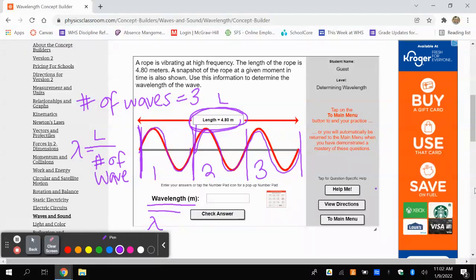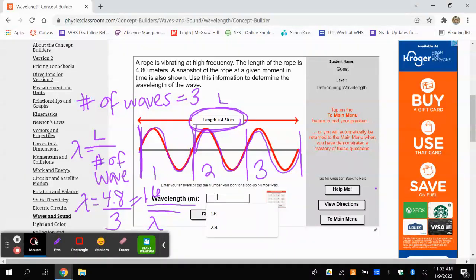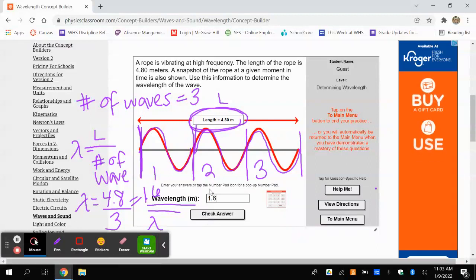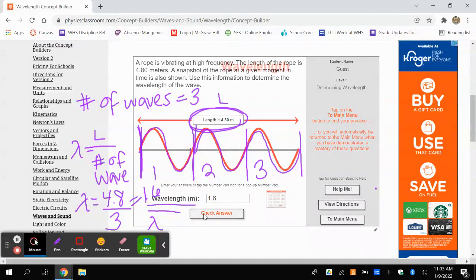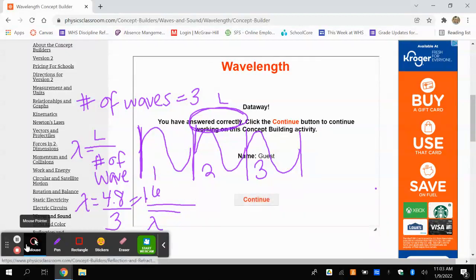Okay, so for this example, we counted. We have 3 total waves. So we're going to take 4.8, which is our total length of our wave, divided by 3, which is the number of waves we have. We can do that on a calculator. And we should get 1.6 as our answer. And remember, wavelength is in meters. So our answer is 1.6 meters, but we don't have to include that because they have that written right there. Okay, check our answer here. We got it right. Let me clear my screen real quick.